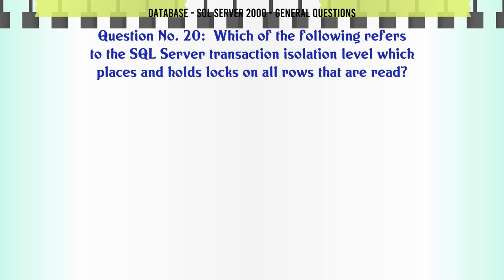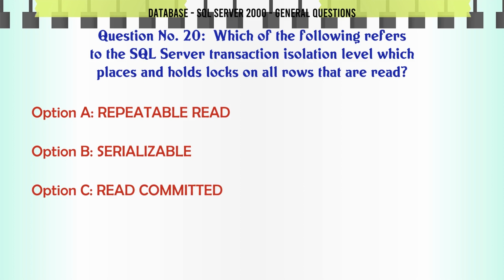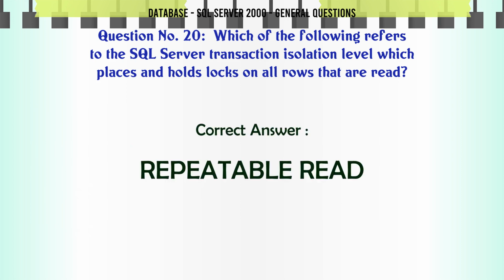Which of the following refers to the SQL Server transaction isolation level which places and holds locks on all rows that are read? A. Repeatable read. B. Serializable. C. Read committed. D. Read uncommitted. The correct answer is repeatable read.